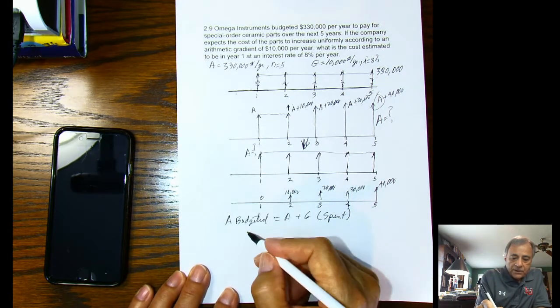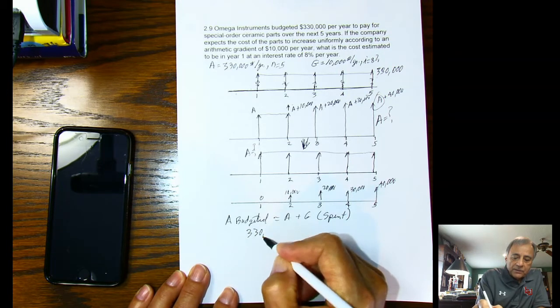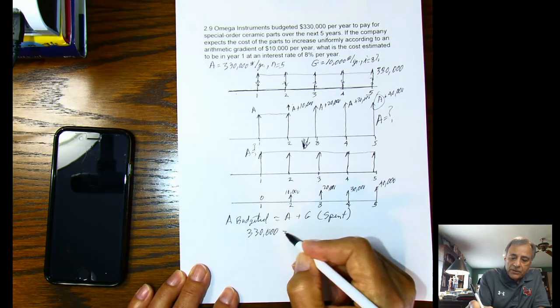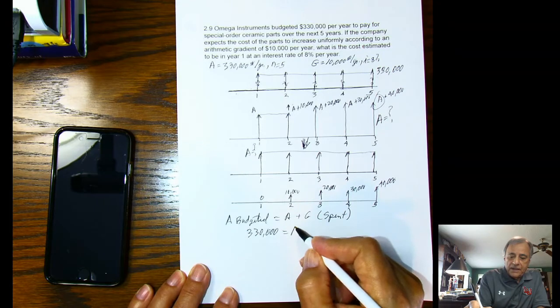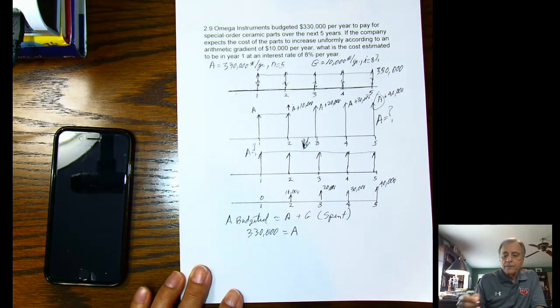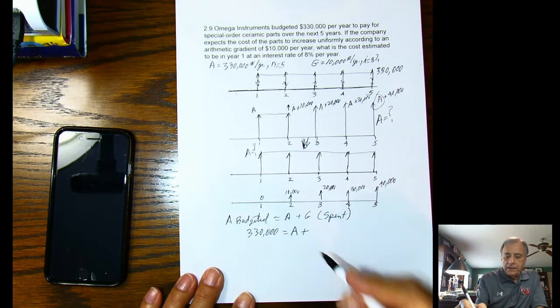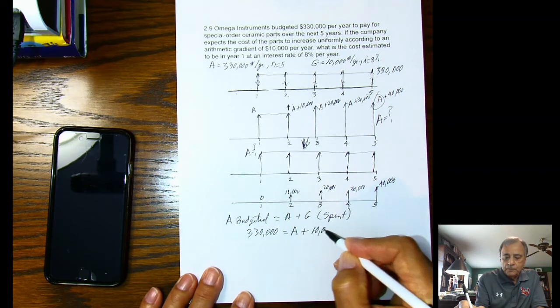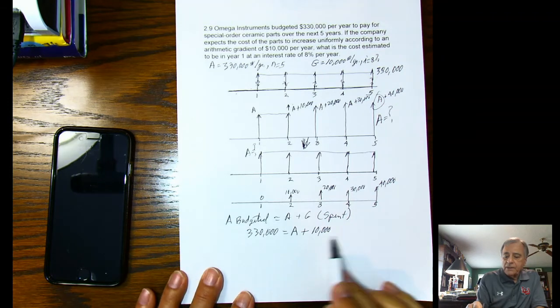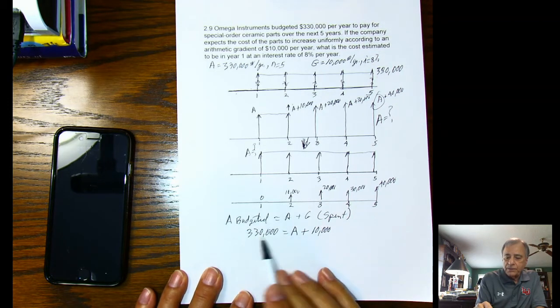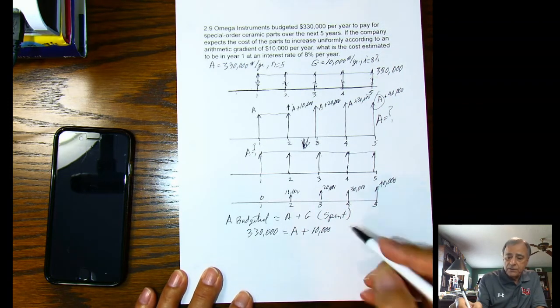So A budget is $330,000, and this is the A that's the unknown. That's the first payment, the first year. And then we have a gradient here of 10,000, and we can convert that to a uniform series. This has to be a uniform series.